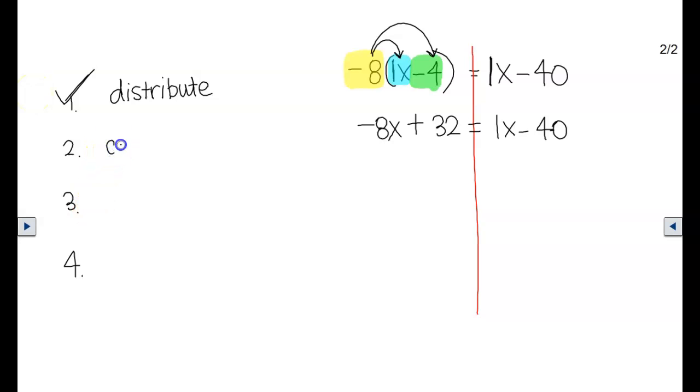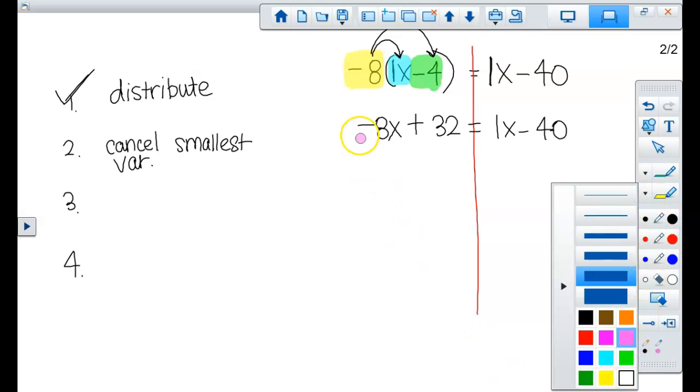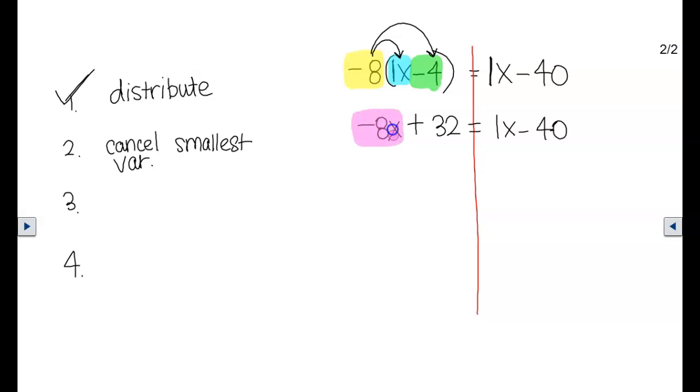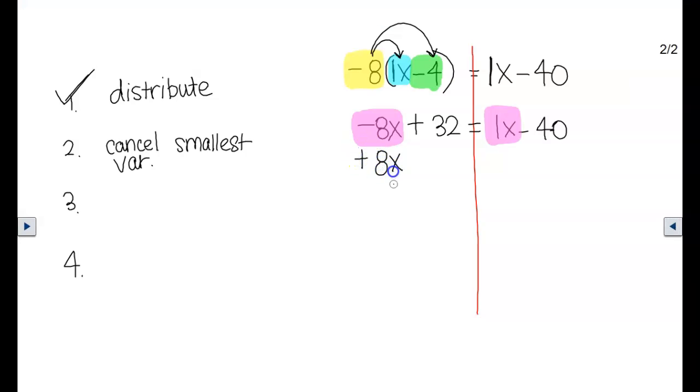Step 2, we're going to cancel the smallest variable. So let's take a look at our equation and see what our variables are. We have negative 8x on this side. We have positive 1x on this side. When we think about which is smaller, negative 8 is smaller than 1. Negative numbers are always smaller than positive numbers. So we're going to cancel out this negative 8x by either adding 8x or subtracting 8x. Since it's minus 8x, we'll do the opposite and add 8x to both sides.